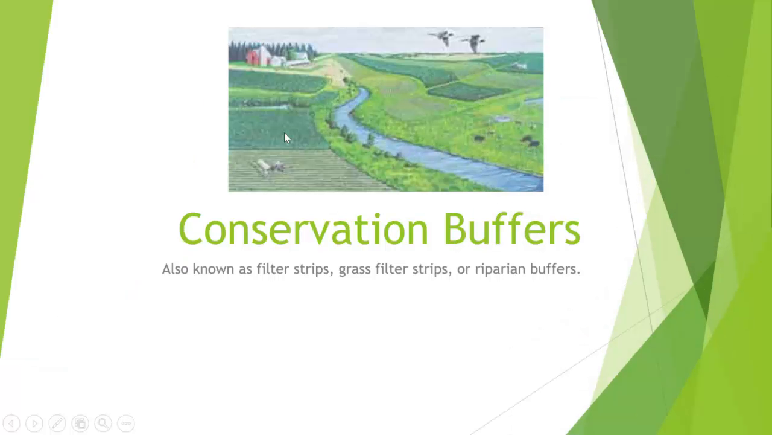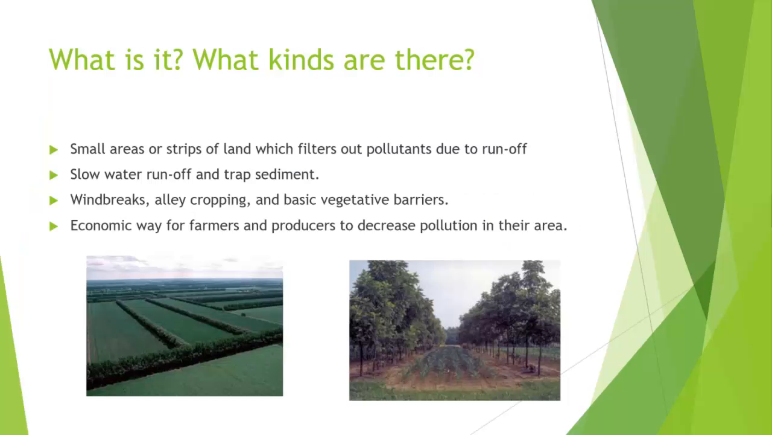Hey guys, so today we're going to go over conservation buffers, which is kind of a broader term for things such as filter strips, grass filter strips, or riparian buffers. All of those fit under the category of conservation buffers. Conservation buffers are small areas or strips of land which filter out pollutants due to things like runoff, or high wind issues that bring sediment up from the ground.